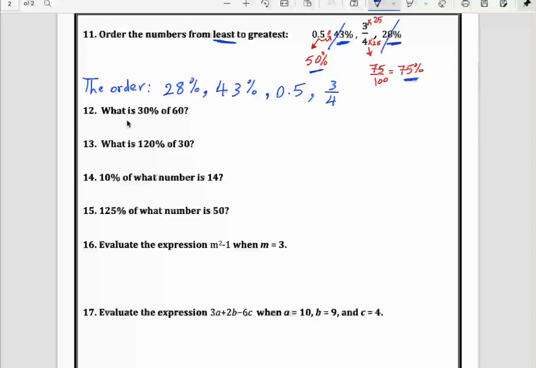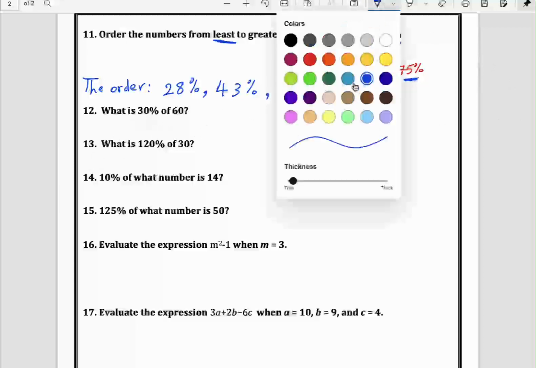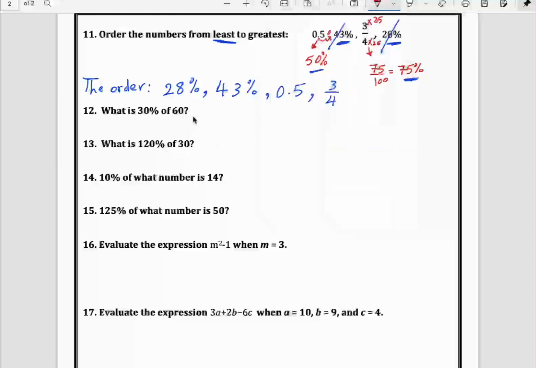Question number 12. In question 12, we need to find 30% of 60. So simply, the 60 here is the whole. And this is very important for you to understand: the number that you have, is it the whole or is it the part? Here we have the whole. So we will multiply it by the percent. So it's 30% times 60.